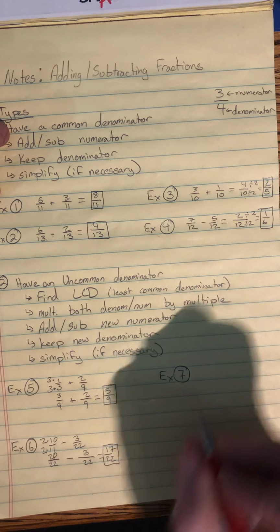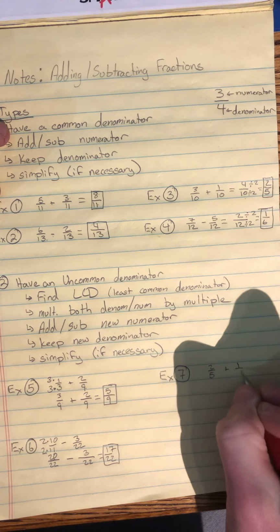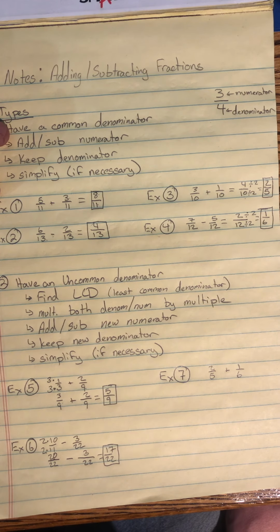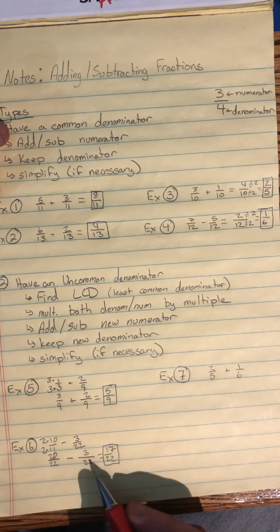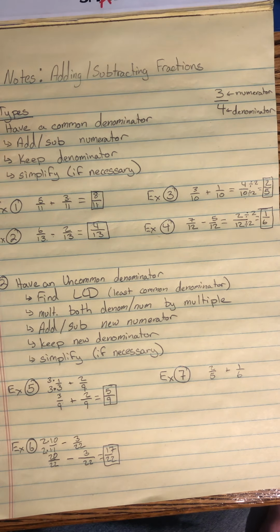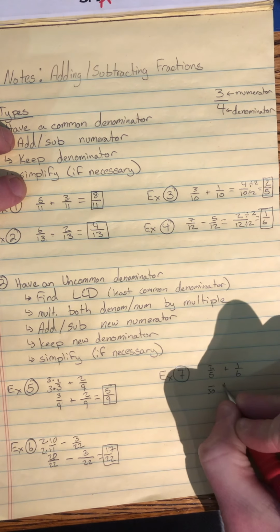Example 7. 2/5 plus 1/6. We do not have a common denominator. We need to figure out what our common denominator is. Well, this time it's not one of those numbers. Like here, it was one of the numbers. This time, 5 can't go into 6, 6 can't go into 5, so now I need to list them out. 5, 10, 15, 20, 25, 30, 35, 40. Okay, 6, 12, 18, 24, 30. Ooh, 30. So we know our new denominator is going to be 30.